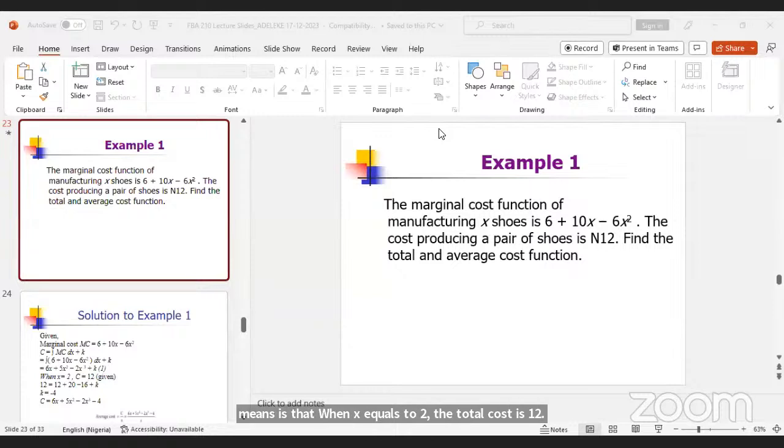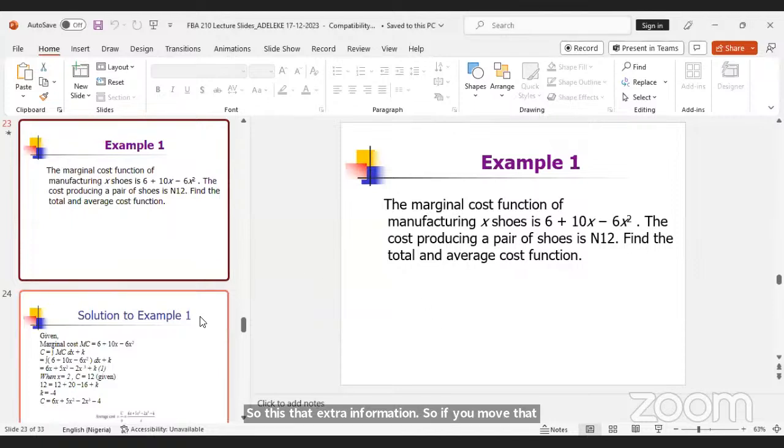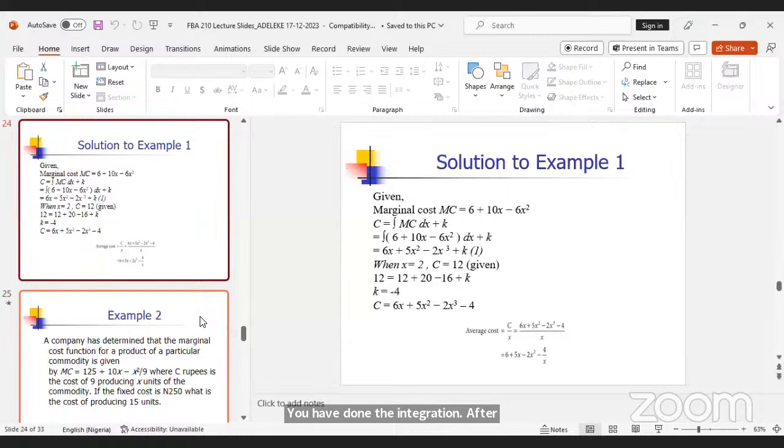So if you move that to the application here, that means you have done the integration. After integrating, we got 6x plus 5x squared minus 2x cubed plus k. Now, if you substitute in x, when x equals to 2, all right? So 6x becomes 6 times 2. That's why you have 12 there.